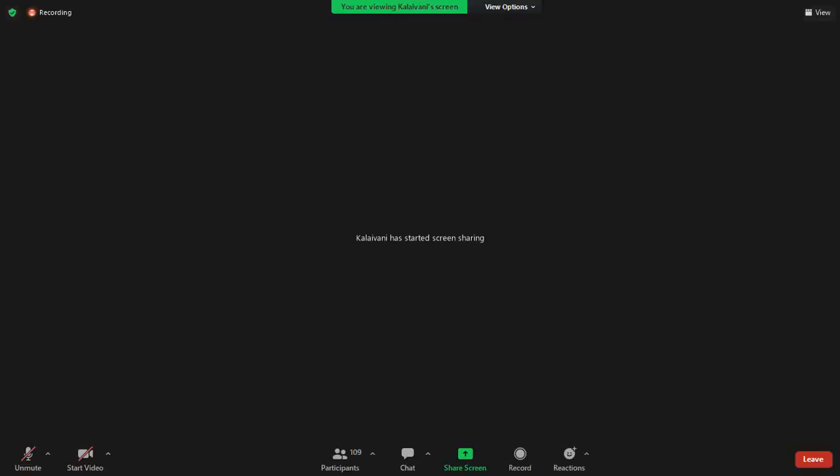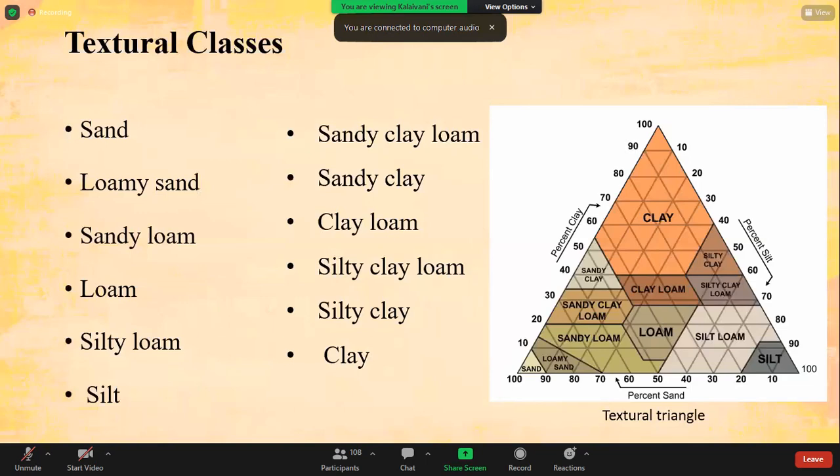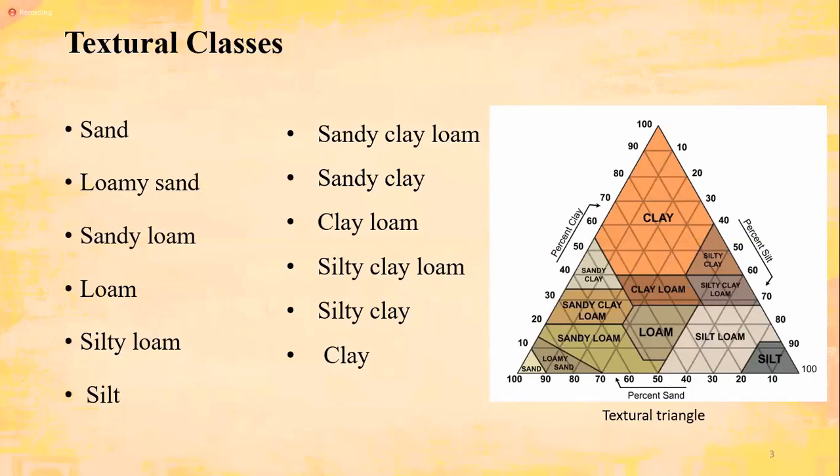So I will give an example to you. Can you tell me the texture? Is it difficult to find? Okay. So the sand percentage is 30. Okay, then the silt percentage also 30. And clay percentage also same, 30. All are 30 percentage.